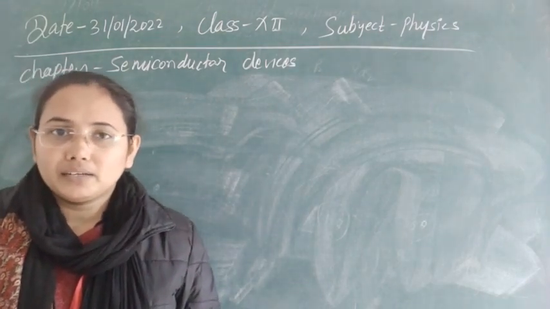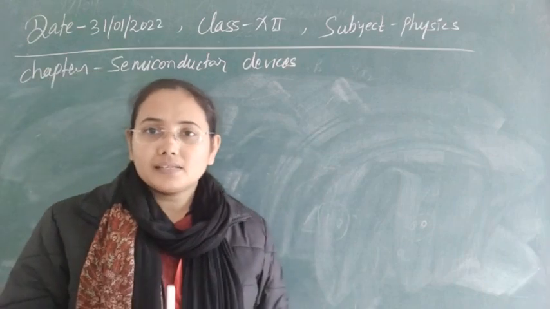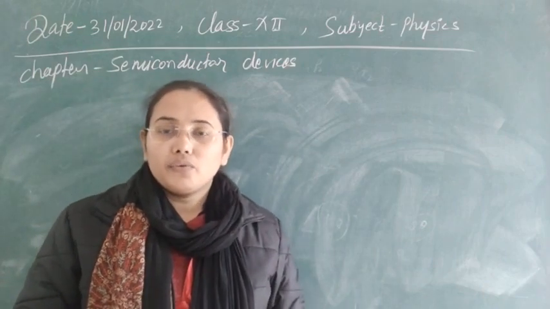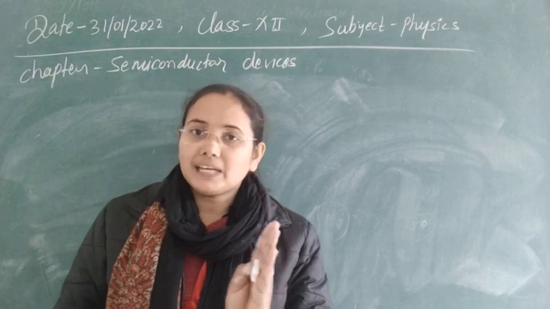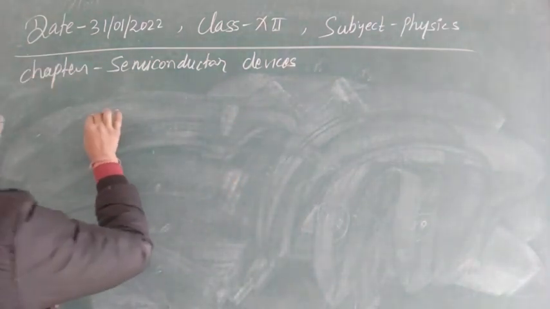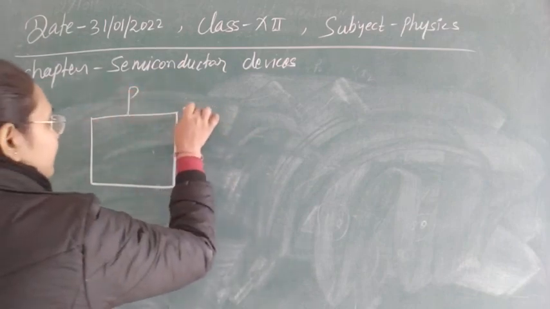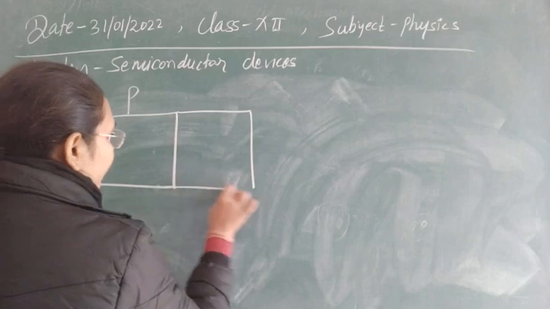So we cannot join that one, because time irregularities will be formed at the junction and the current will not flow easily from p type materials to n type materials. So what is a p-n junction diode? Suppose this is our p type material and this is our n type material.